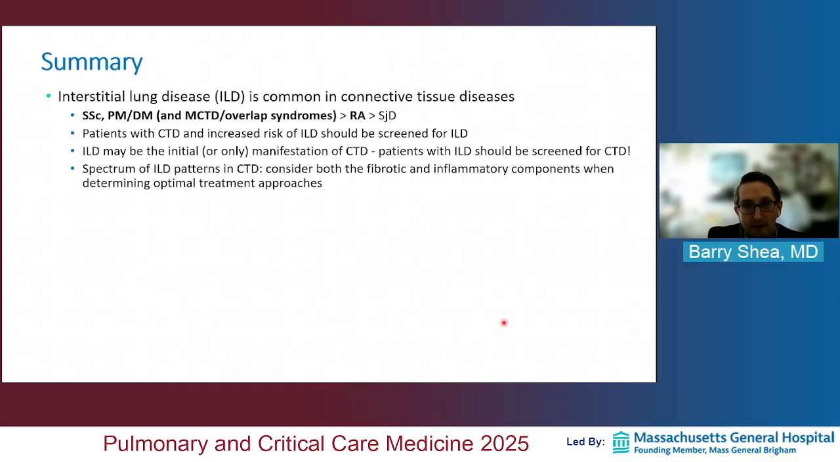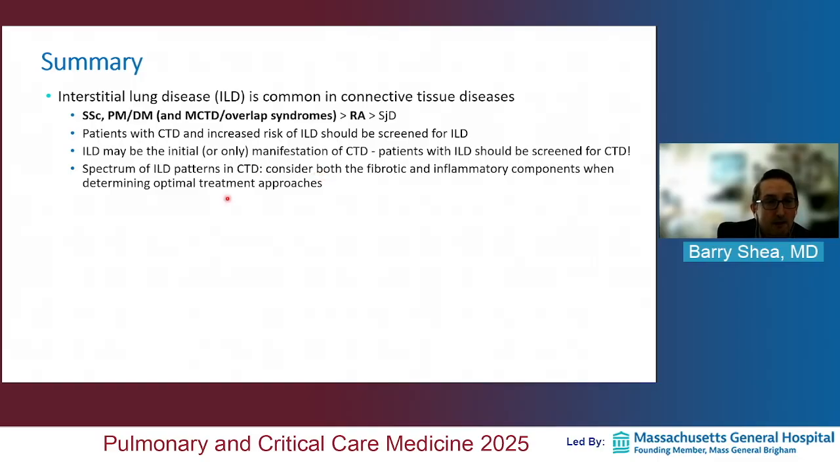So I will summarize a lot of the material that we covered. Keep in mind that interstitial lung disease is a very common manifestation of connective tissue diseases, particularly scleroderma, myositis, and rheumatoid arthritis, along with overlap syndromes. Patients with connective tissue disease who are at increased risk of ILD should certainly be screened for ILD. But perhaps more importantly for us as a pulmonary community, we have to understand that patients with ILD should be screened for connective tissue disease, because sometimes ILD can be the initial and perhaps the only manifestation.